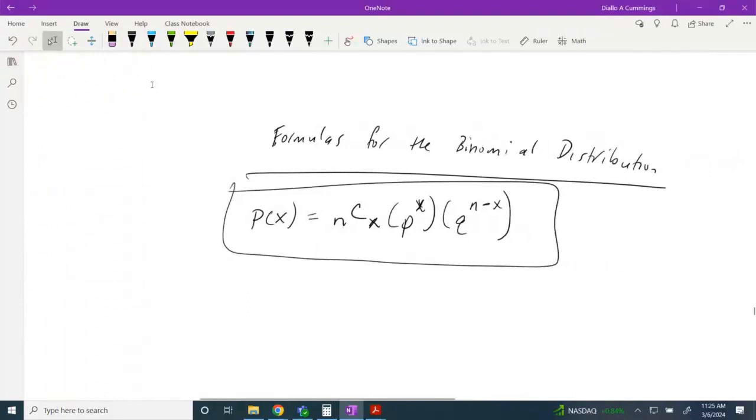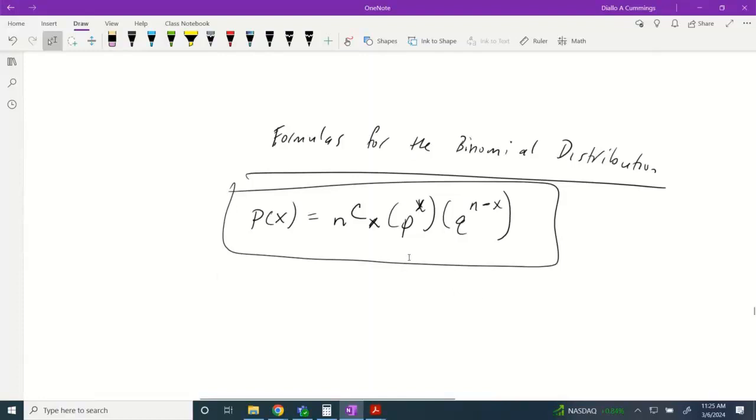All right, so just like in the last chapter when we had the formulas for combinations and permutations, we're not going to use this formula per se. We're going to use the function in the calculator. But there are a couple of problems where they want you to write out what n is and what p is, right? But we won't calculate this formula per se. We'll just use the function in the calculator.